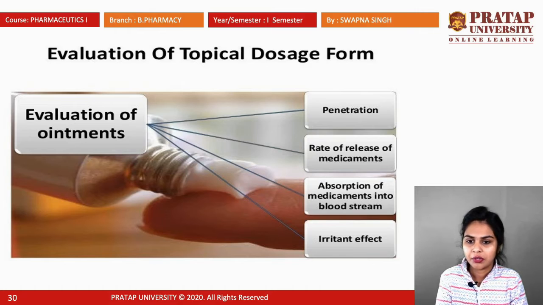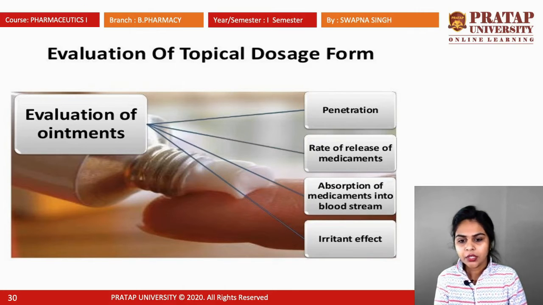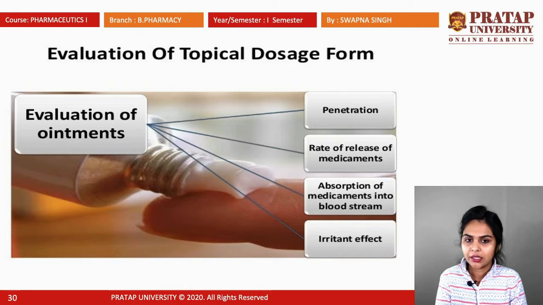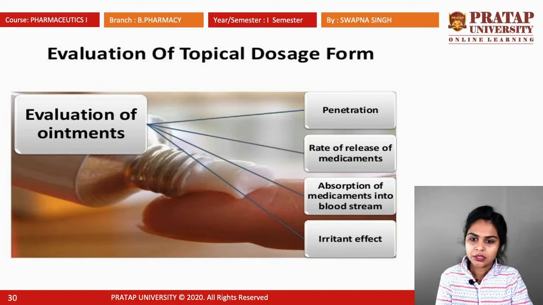Evaluation is a very important point in formulation of any dosage form. It checks their safety, efficacy, and ingredients, and whether the preparations we have prepared are stable or not. So for the evaluation of ointment, the first parameter is penetration. Second is rate of release of medicaments. The third is absorption of medicament into bloodstream, and the fourth is irritant effect.